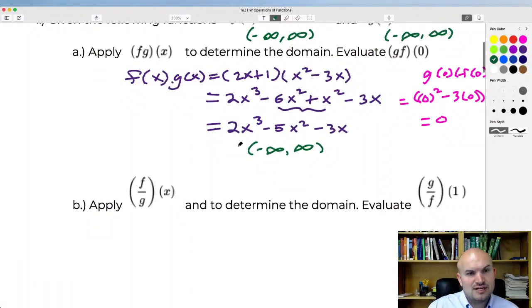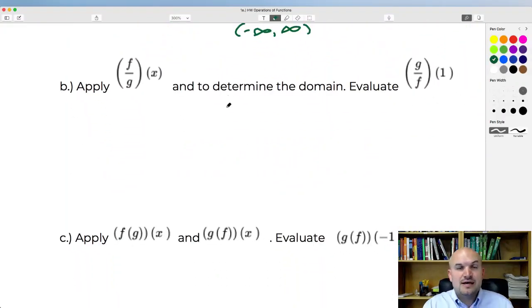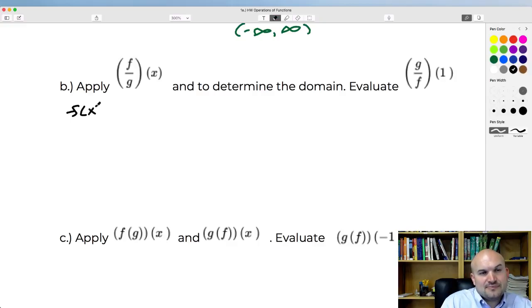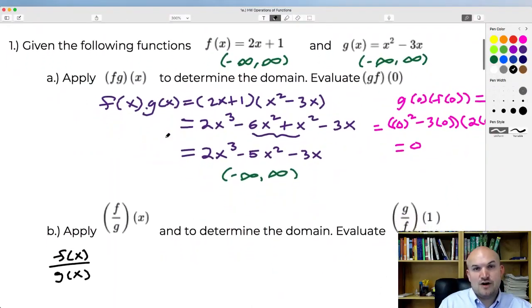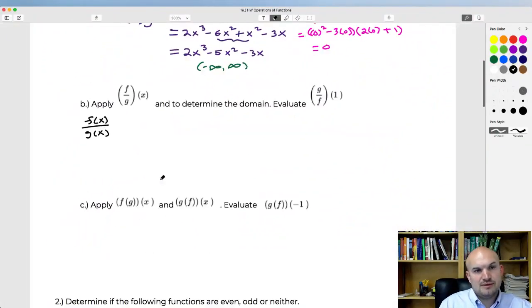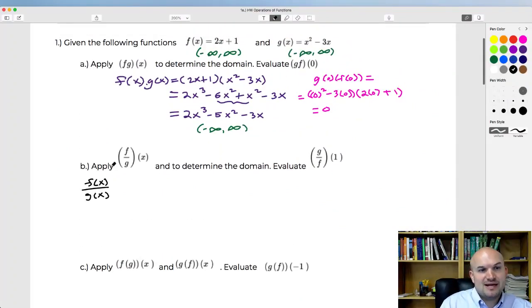All right, now working into division. Division is a little bit different because now you're taking a function and placing it in the denominator, where now we have that restriction that you cannot divide by 0. So when we take f divided by g of x, that is really just saying f of x divided by g of x. And even though g of x has a domain of all real numbers, this presents a problem for us here because it's now in the denominator.